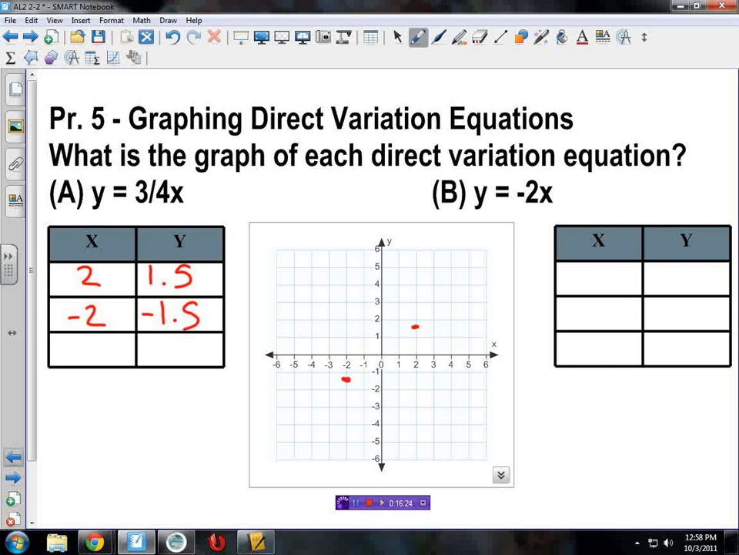All right. What other one do you guys want to try? 3. If I plug in 3, I get 9/4, which is, I guess, 2.25. And those all should be, whoa. There we go. Those should all be on the same line going up. Let's look at B.